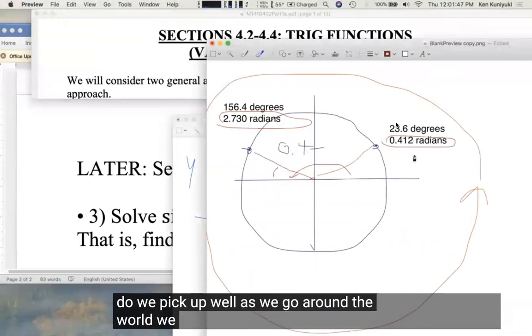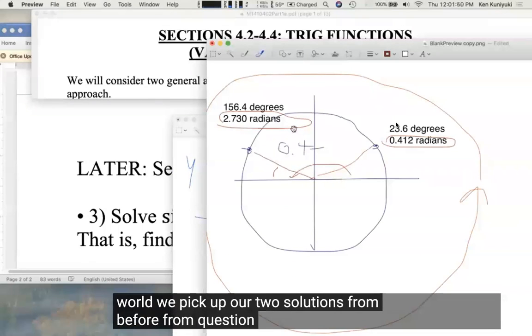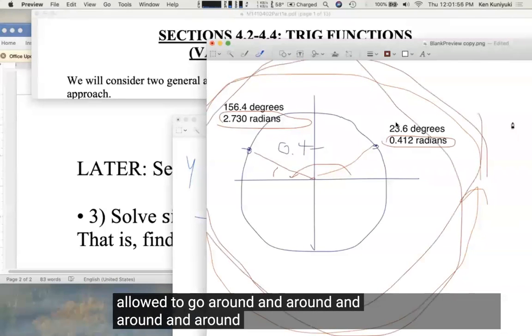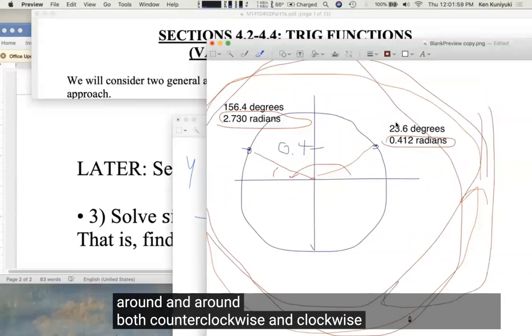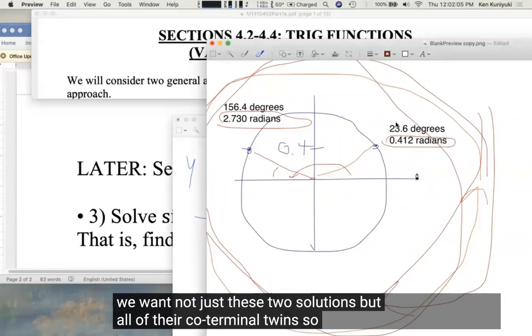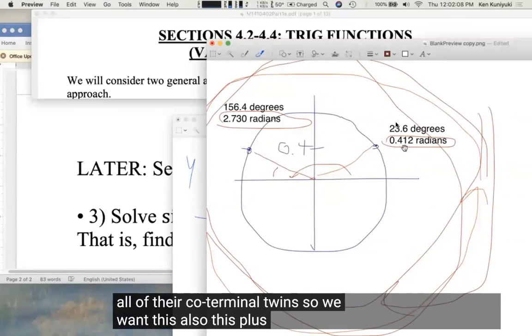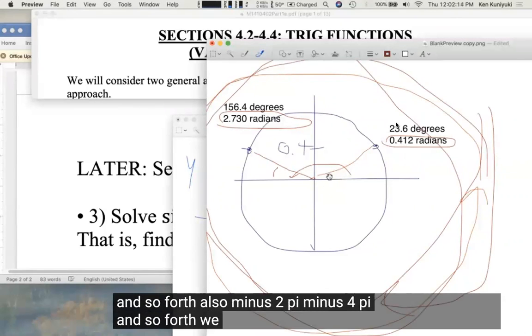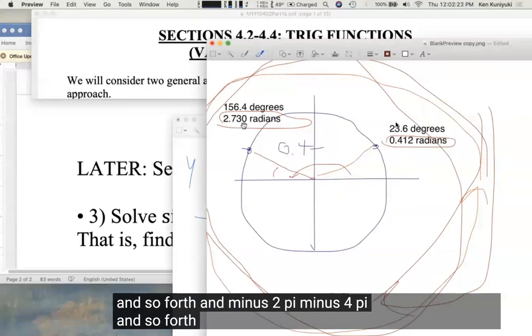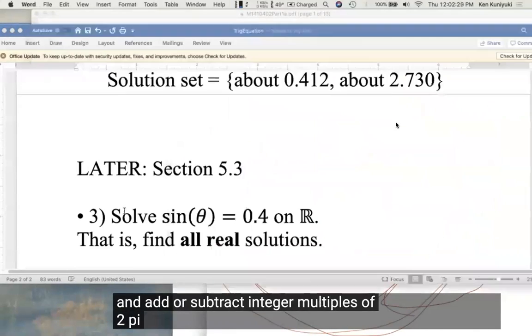Well, as we go around the world, we pick up our 2 solutions from before, from question 2, but we're allowed to go around and around, both counterclockwise and clockwise. So we want not just these 2 solutions, but all of their coterminal twins. So we want this, also this, plus 2 pi, plus 4 pi, and so forth. Also minus 2 pi, minus 4 pi, and so forth. We want this obtuse solution, and also this guy plus 2 pi, plus 4 pi, and so forth, and minus 2 pi, minus 4 pi, and so forth. So we can take these guys and add or subtract integer multiples of 2 pi.